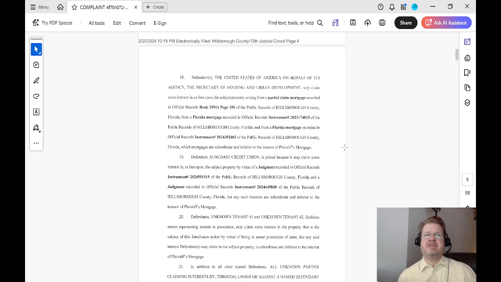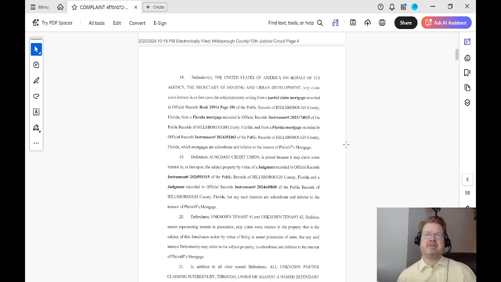Suncoast Credit Union is included here. It says there's some lien interest, etc., via recorded instrument. Let's assume, we haven't looked this up and I haven't checked the exhibits, but let's assume it's a second mortgage or a home equity line. Describe their position in this case and why it's important that they are named in this case if I'm the foreclosing plaintiff.